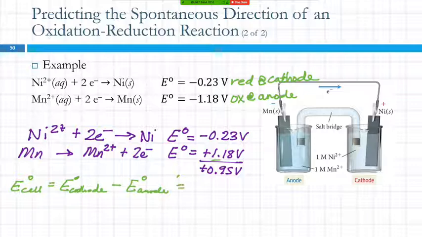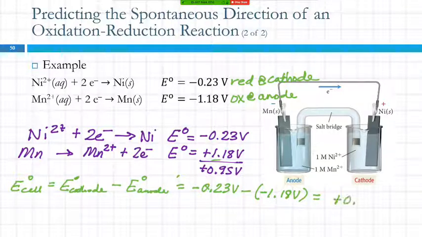Oxidation occurs at the anode. So the potential at the cathode is negative 0.23 volts, and I'm going to subtract the potential at the anode, which is 1.18 volts, and I'm going to get plus 0.95.